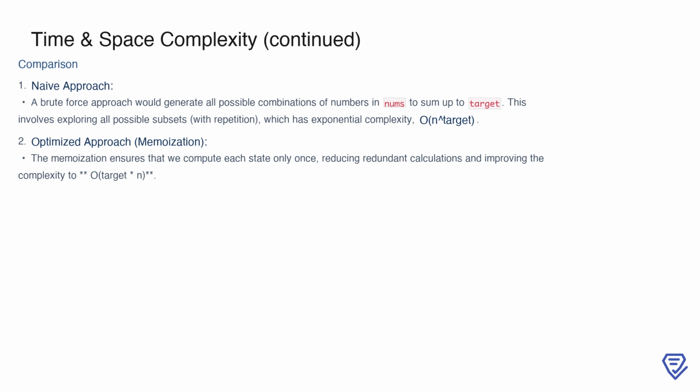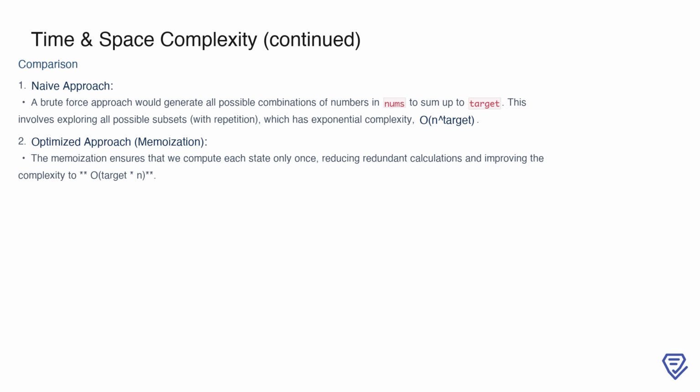When we compare this approach to a naive method, the difference becomes clear. A brute force solution would involve generating all possible combinations of numbers in nums to reach the target, which has an exponential time complexity of O(n^target), due to the sheer number of subsets being explored. In contrast, the optimized approach using memoization ensures that each state is computed only once, significantly reducing redundant calculations. This optimization brings the complexity down to O(target * n), making the solution far more efficient and scalable for larger inputs.